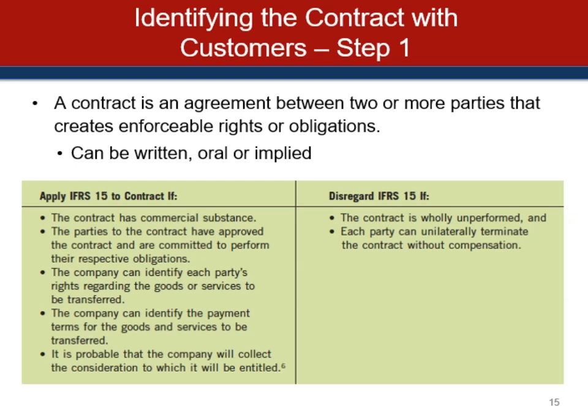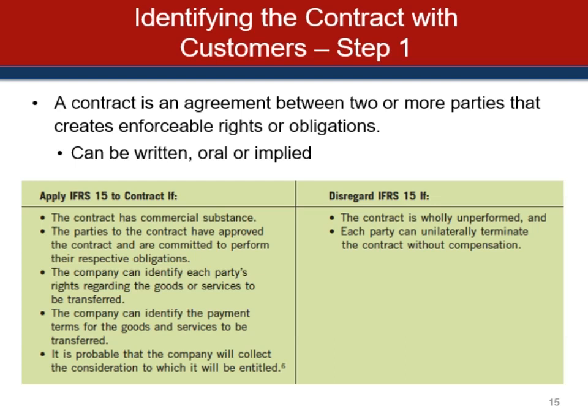So IFRS 15, recognizing the contract with the customer, would apply if the list of criteria on the left are met. If the list of criteria on the left are not met, you would disregard IFRS 15. And so if the contract is wholly unperformed, or if the party can unilaterally terminate the contract without compensation, then there's really not a contract in place, and so you would disregard IFRS 15.